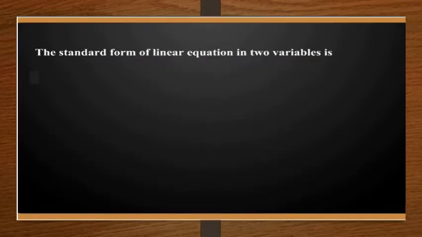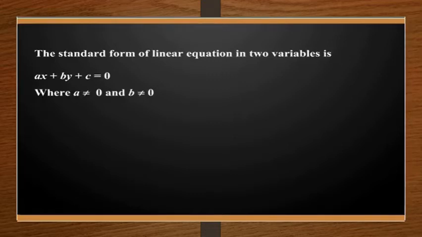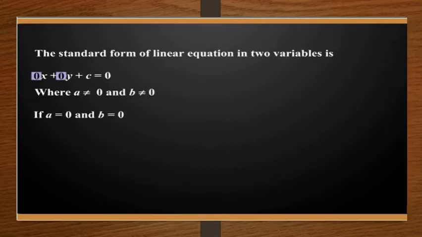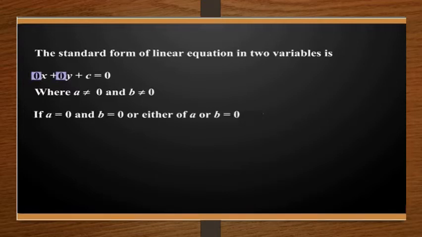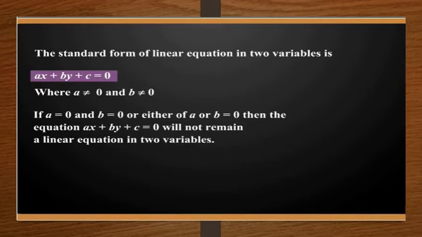Let's see the standard form of linear equation in two variables, that is ax plus by plus c is equal to 0, where a and b shouldn't be equal to 0. If a and b become 0, or if any one of them becomes 0, then what will happen? Then that particular term will become 0. So then it will not remain a linear equation in two variables.